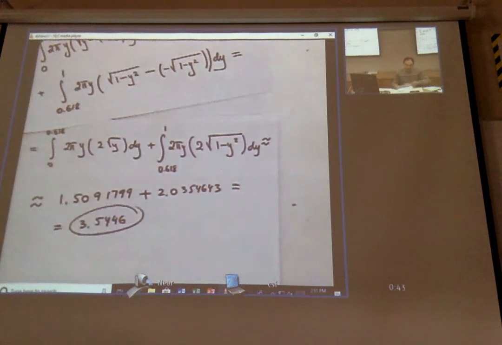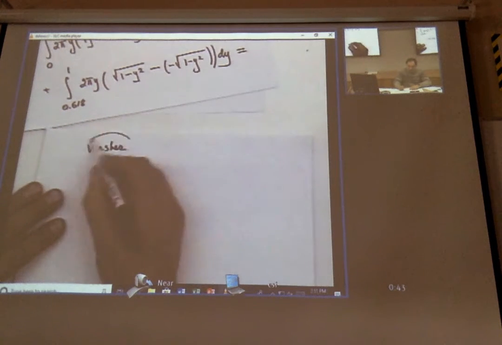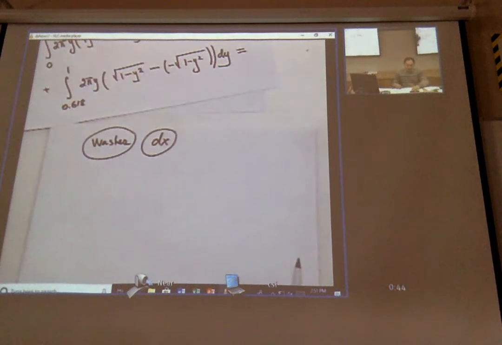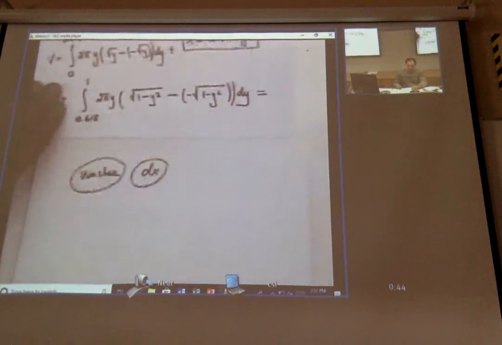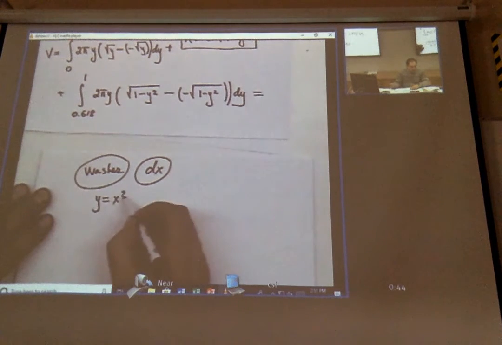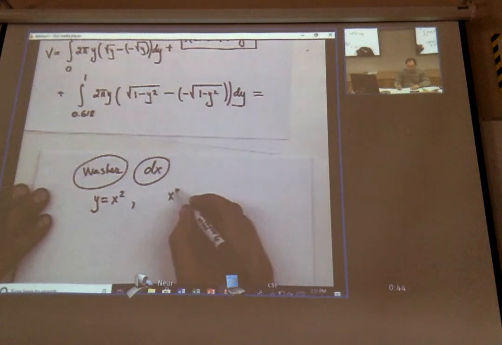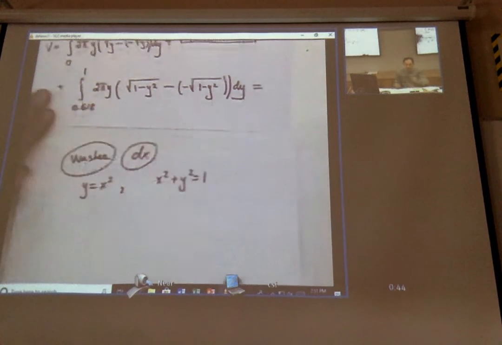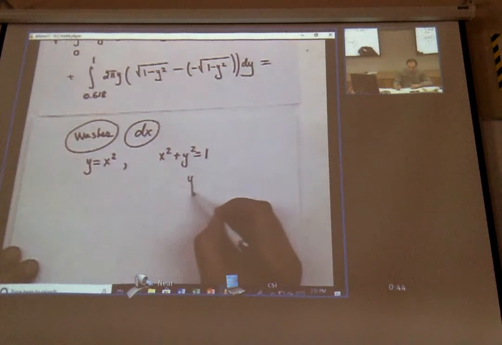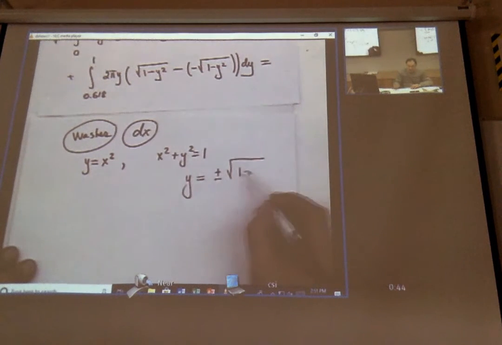So if we go to washer method, for washer we'll get dx. Now, even for washer, I still have to change my function, right? Because one of them says y equals x squared. I like that one. But the other one is x squared plus y squared equals 1. Not the best one that I want to work with. So I'm going to solve this for y. So I have y equals plus or minus root of 1 minus x squared.